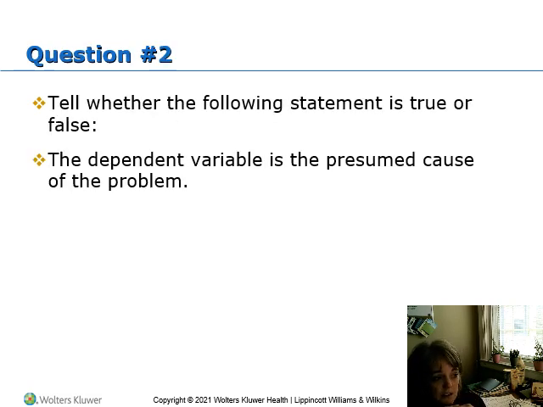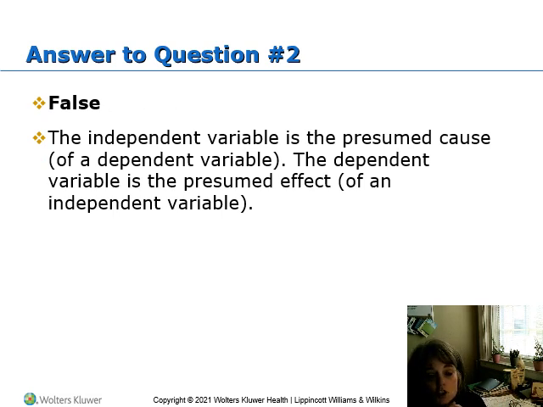The next question or knowledge nugget: is the dependent variable the presumed cause of the problem? So dependent. When you think about dependent, this is actually false. The dependent variable is the variable that is dependent on the independent variable. When we talk about quantitative studies, the independent variable is often the thing that gets changed, to see if it makes a difference in the result, or the dependent variable.